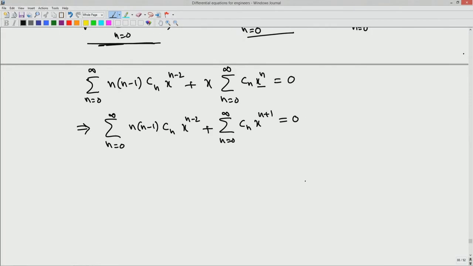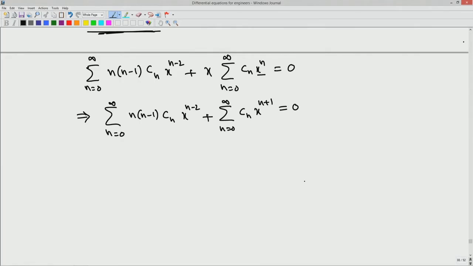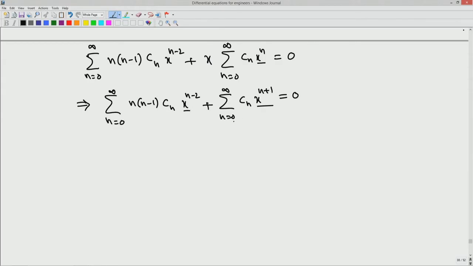Okay. So, you make common powers. I have n plus 1, I have n minus 2. So, n is starting from 0 to infinity, right. n is 0 to infinity, I have x power n plus 1. You make this power as x power n plus 1. So, if you want n equal to n plus 1, what happens?